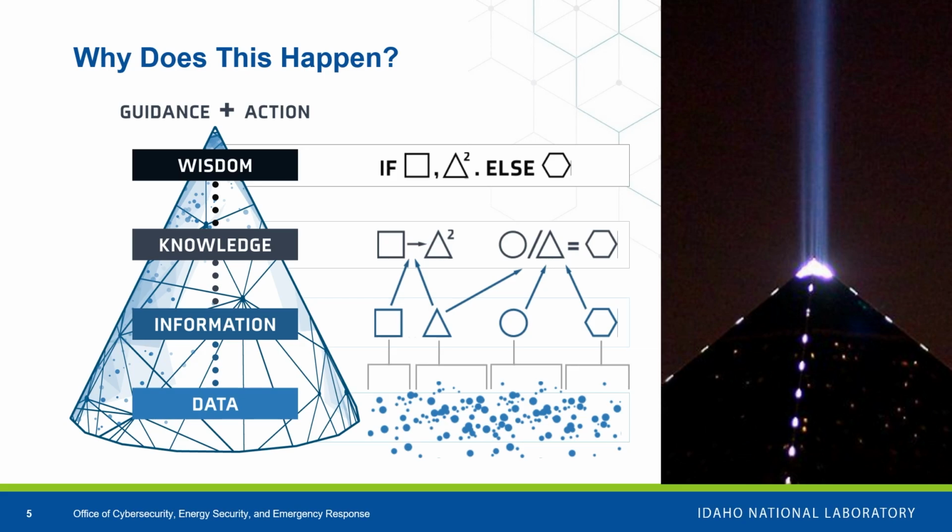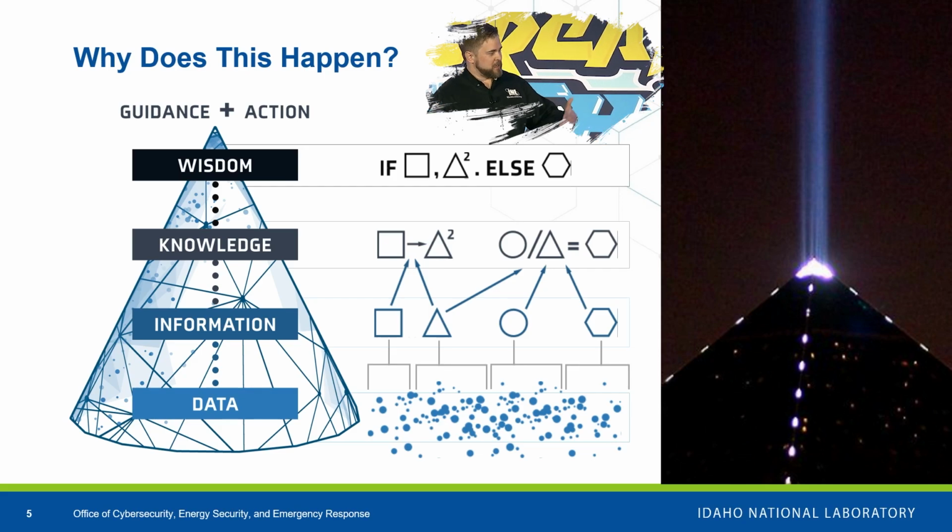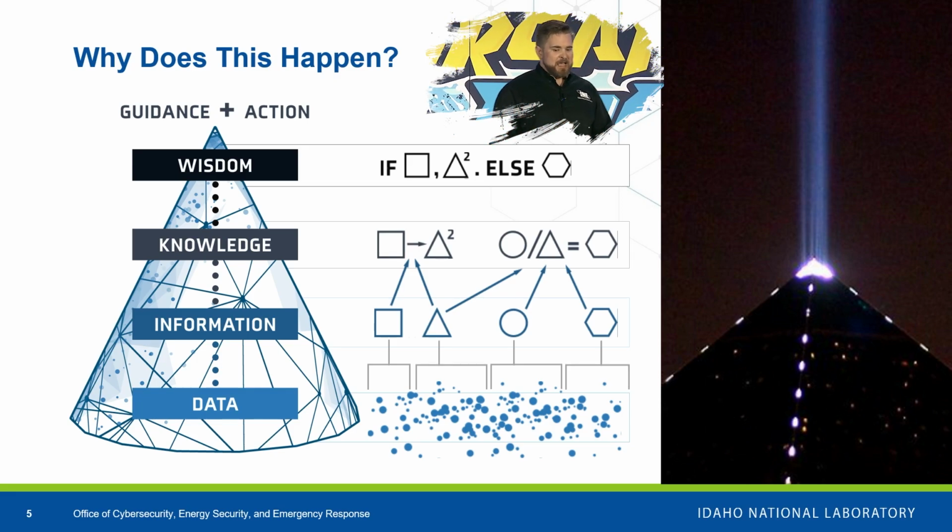Why does this happen though? It happens for a good reason, and you probably see it in your organizations very frequently. Some people call it silos, other people call it their fiefdom of specialty. And what happens is we're taught to take data, information, and knowledge and turn it into these if-else statements where it's like, if you see this, do this. And we consider that to be something akin to wisdom, right?